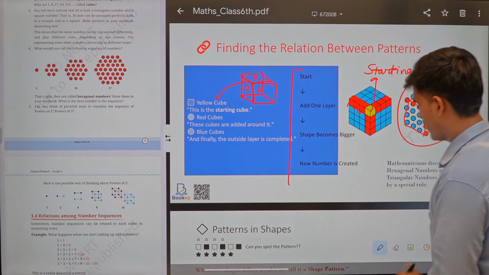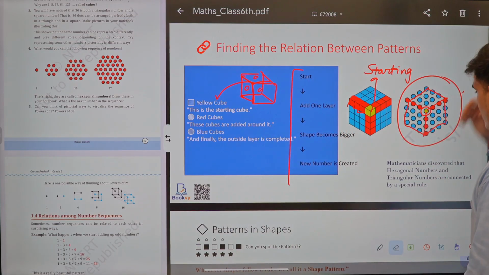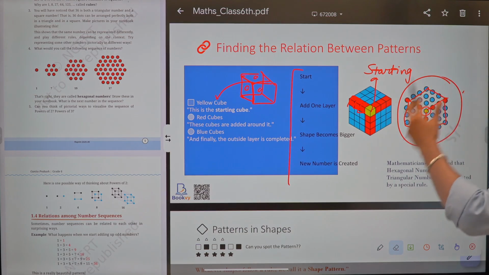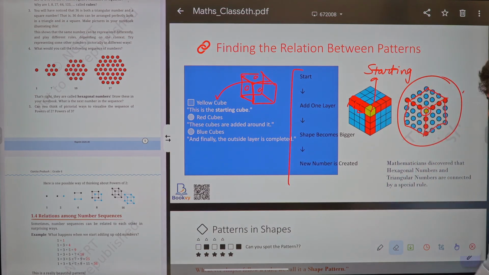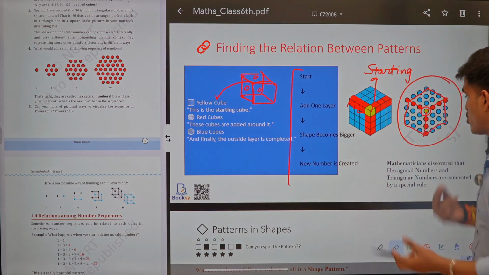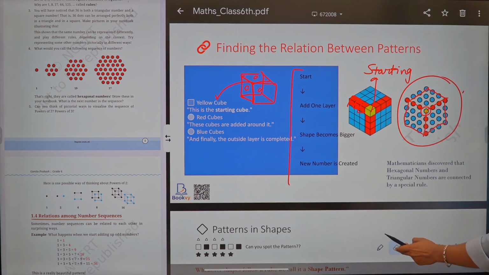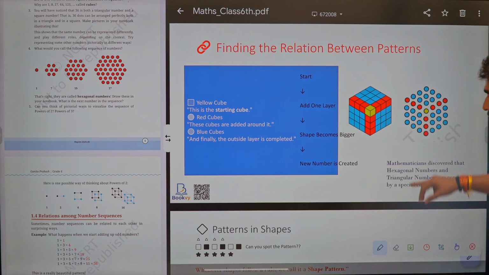Okay? Got it? Now, what does the definition say? A mathematician discovered that hexagonal numbers and triangular numbers, which we have already discussed, are connected by a special rule. Okay sir, we will show how it came that hexagonal and triangular numbers are both connected. Let's see.